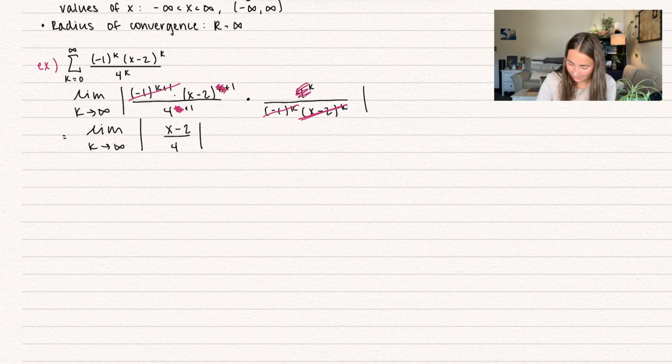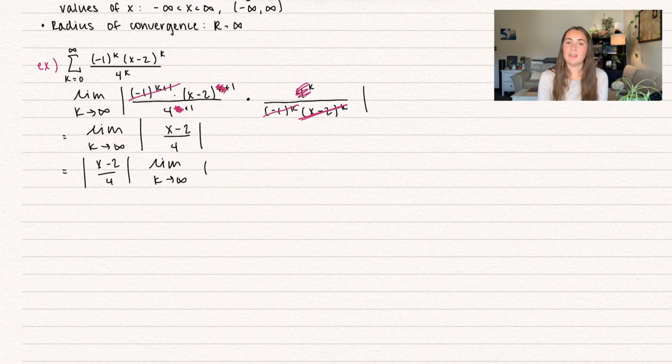So let's go ahead and think about this. We're taking the limit of k. There are no longer any values of k in our limit. So the limit is just equal to 1. One way you can think about it is we can pull out that (x - 2) divided by 4, and we have the limit as k approaches infinity of 1. The limit of a constant is just equal to that constant. So this is just equal to 1.